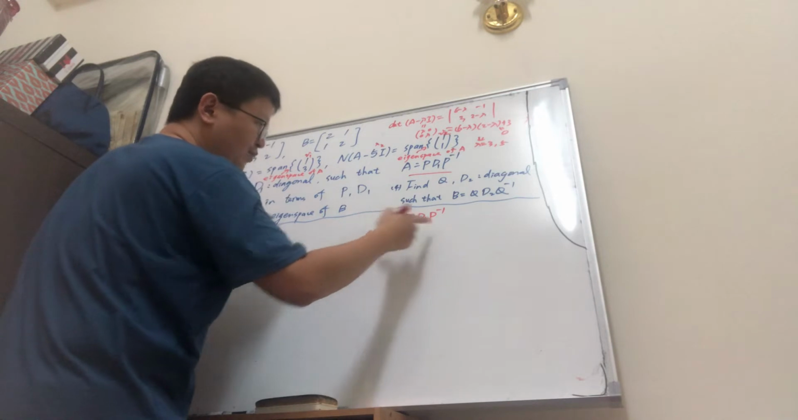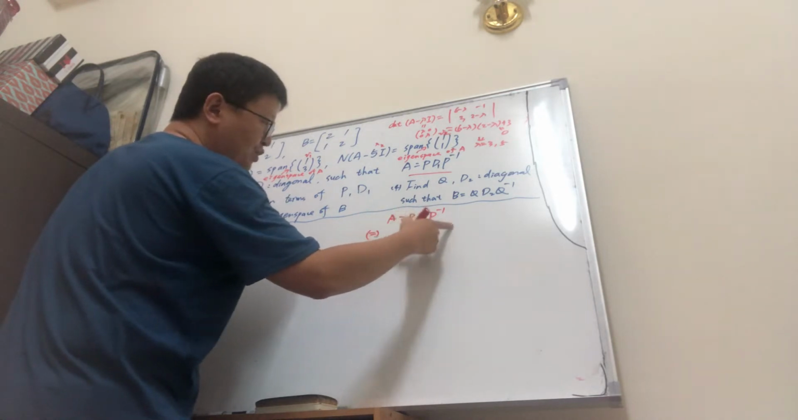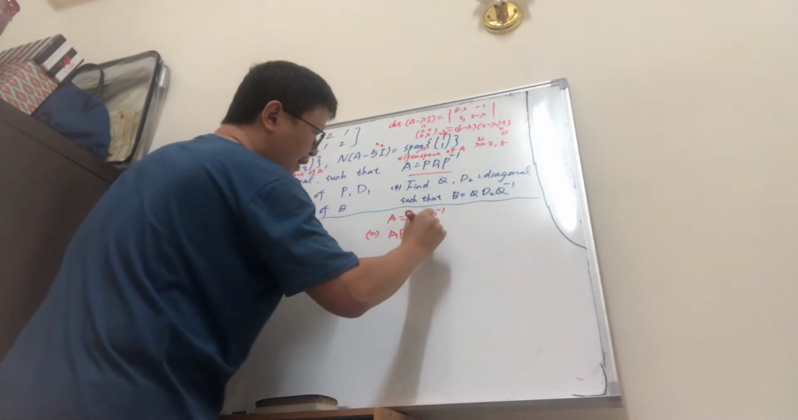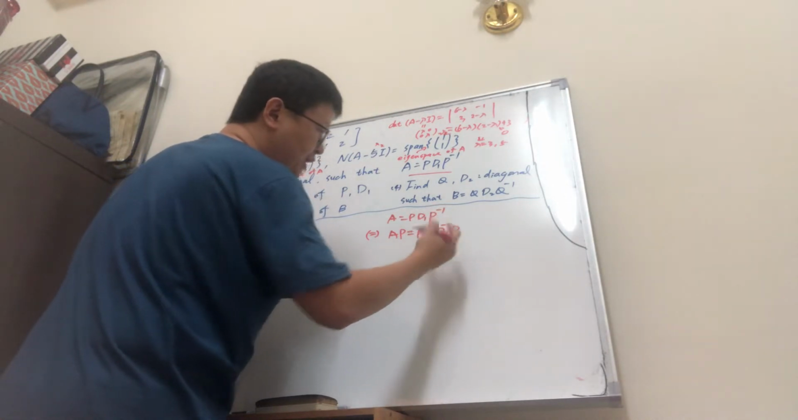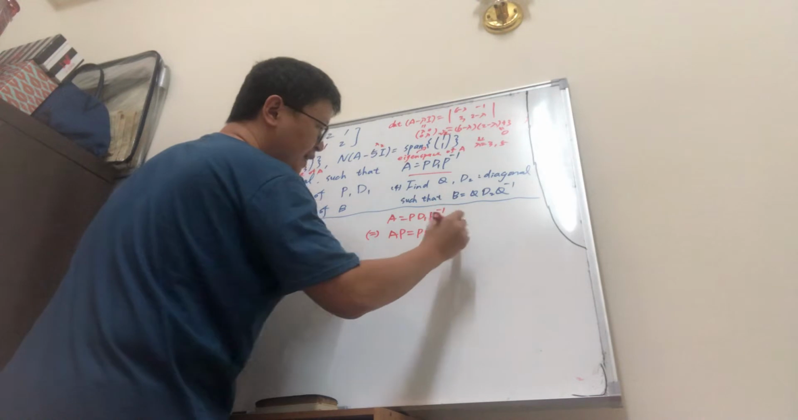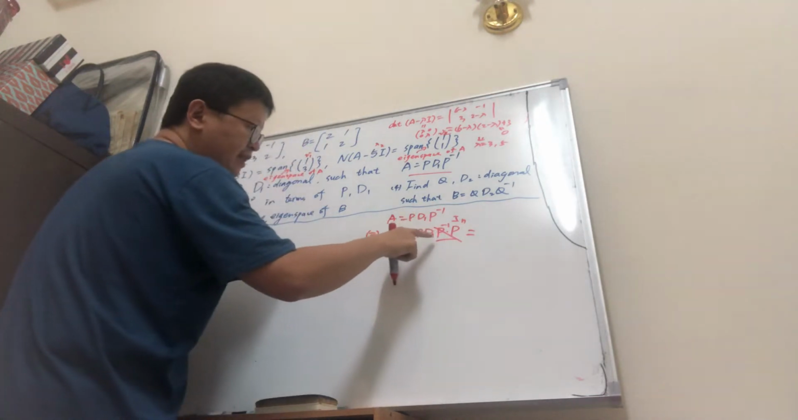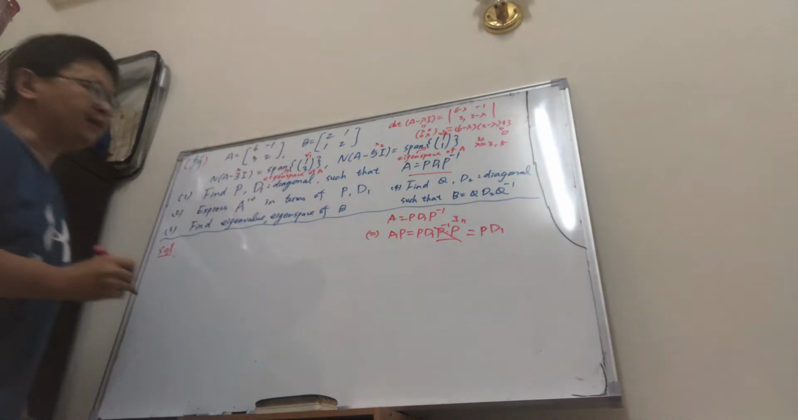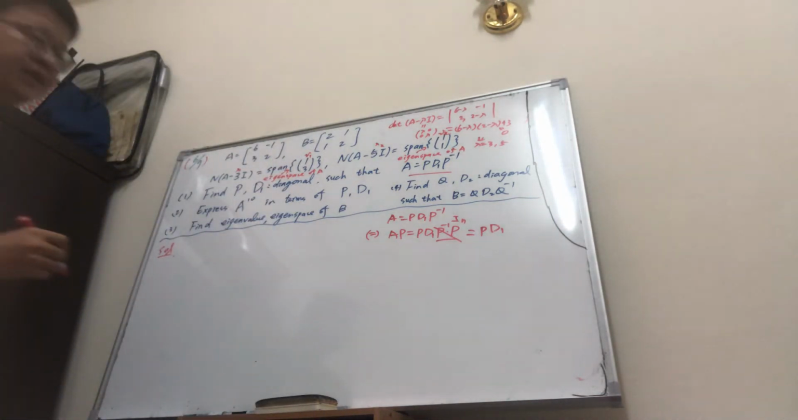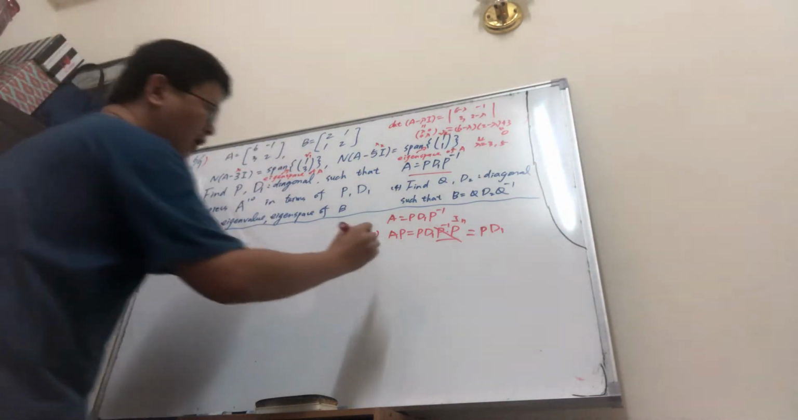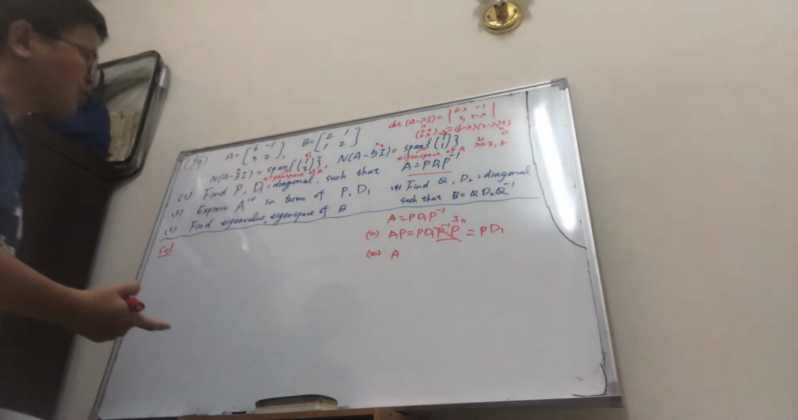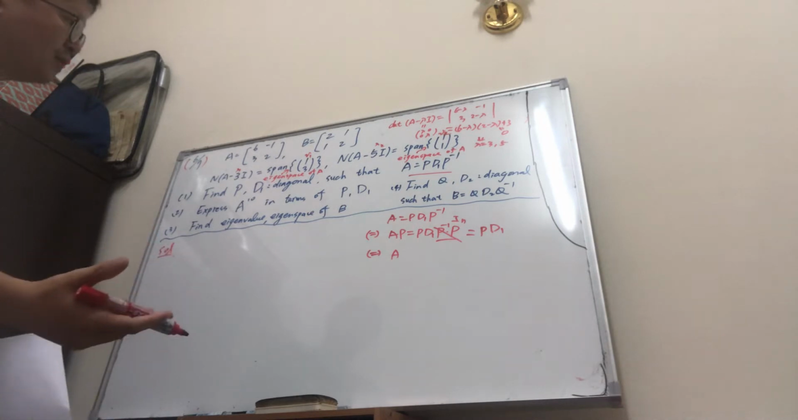It means that if we multiply by P on the right hand side of both sides, you will get AP equals P D1 P inverse P. But P inverse P is identity, and any matrix times identity is equal to itself. So AP equals PD1. So what's the matrix P and what's the diagonal matrix D1?